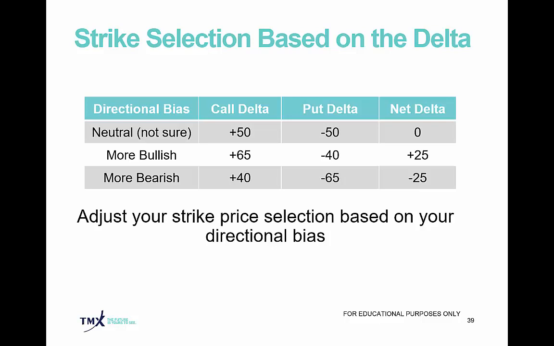But this is a really effective way to get in and sort of skew that directional bias while still utilizing the straddle or strangle strategy to play both sides, or effectively create a hedge where you've got limited risk on the downside, but unlimited opportunity on the upside from a profitability standpoint.